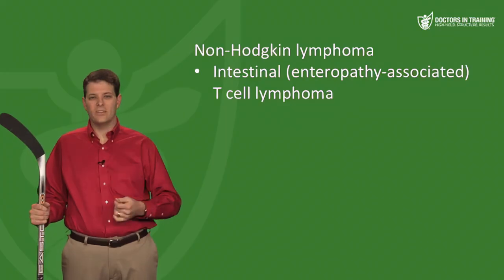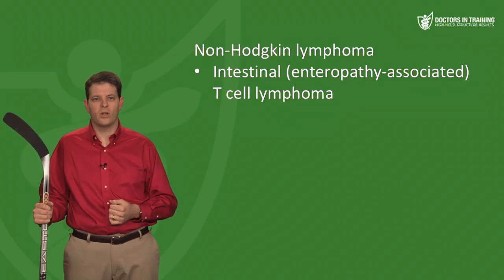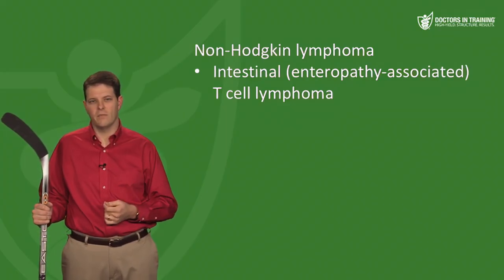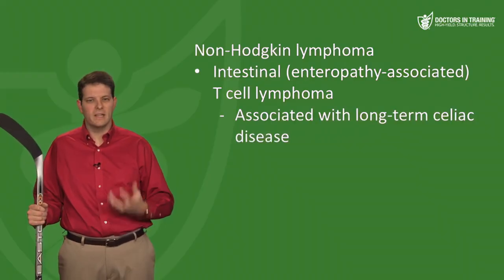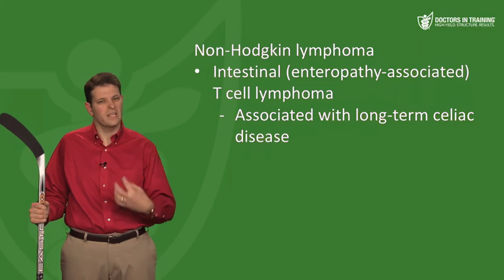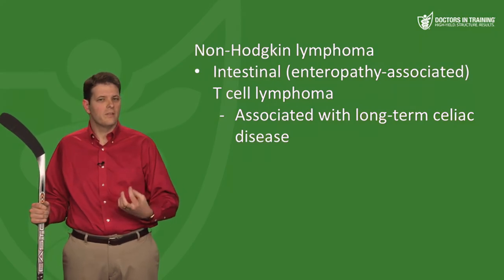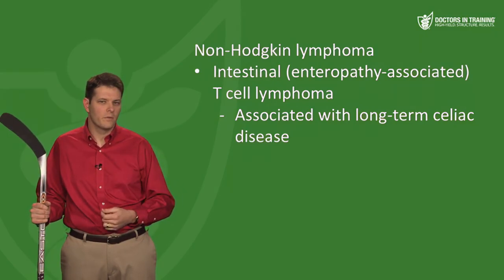And then there's an intestinal T-cell lymphoma, or sometimes it's called enteropathy-associated T-cell lymphoma, and that's associated with long-term celiac disease. And in celiac disease, you have lymphocytes that are chronically infiltrating the crypts, and those lymphocytes can eventually turn into lymphoma. So that's it for the lymphomas. Again, focus on the classic presentation and the softball stuff. Don't worry about the nitty-gritty detail. Now let's tackle the end-of-session quiz.